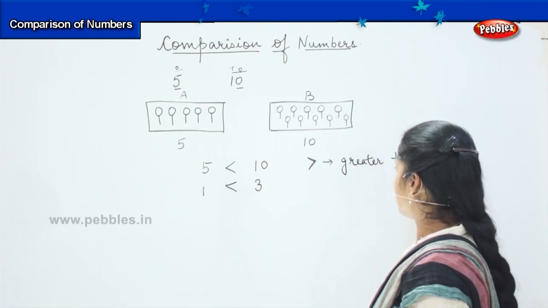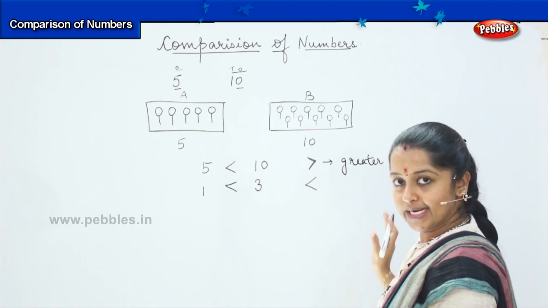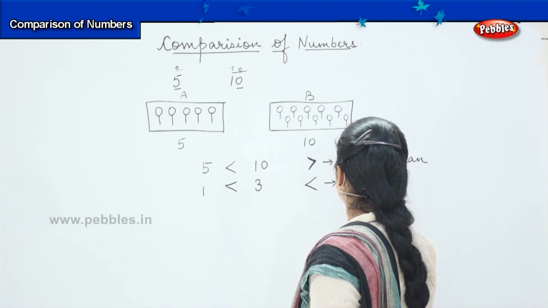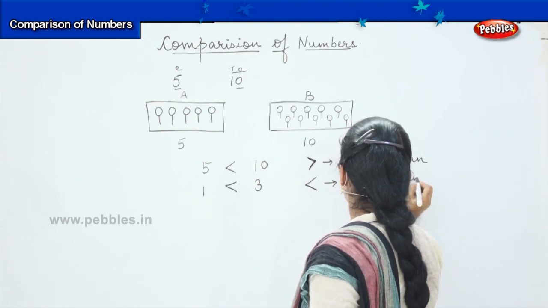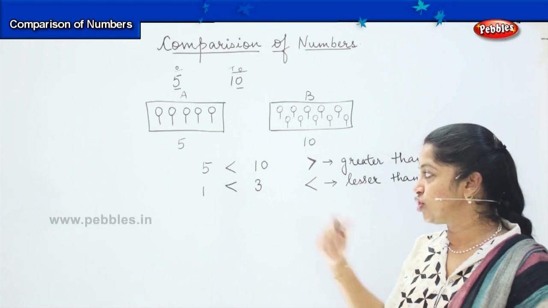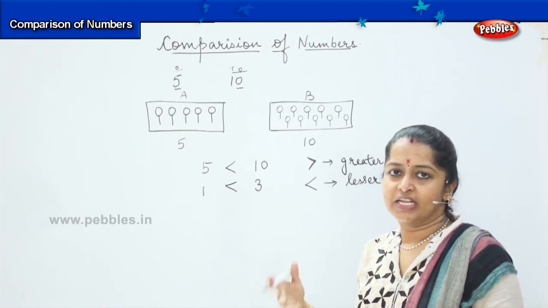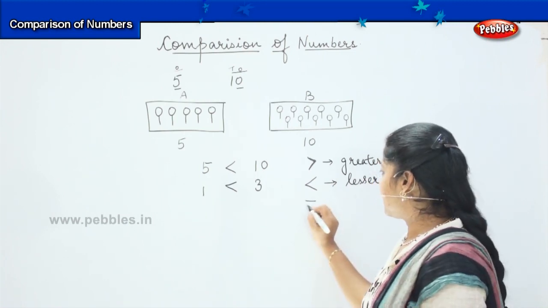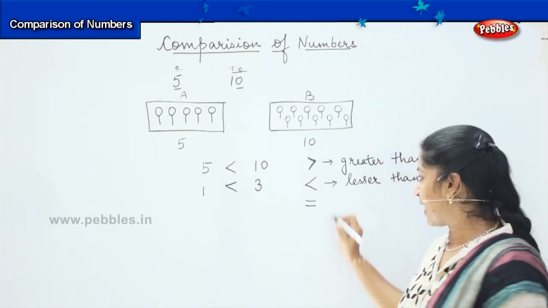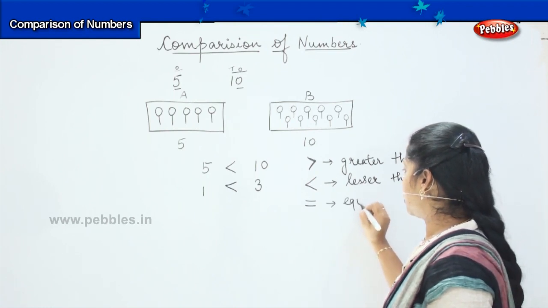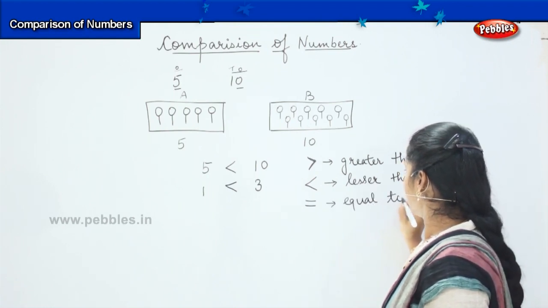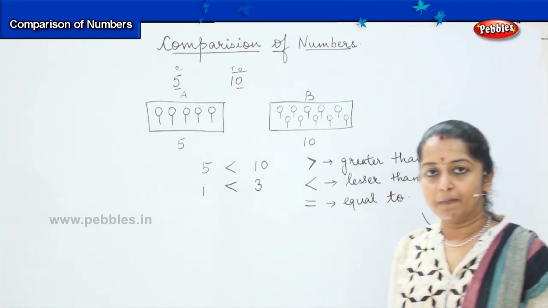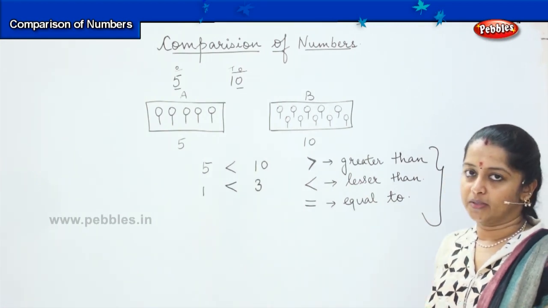If your symbol is placed towards your right hand side, then it is called lesser than. And if I have two numbers which are the same, there is no need to compare because both are the same. Then we use this symbol, and this is called equal to. These are the basic things you need to keep in mind while comparing numbers.